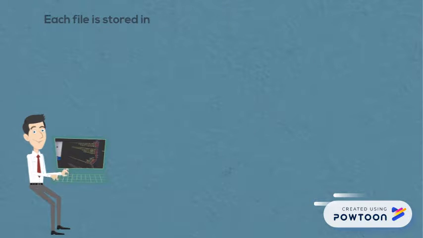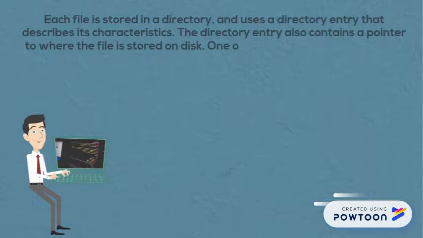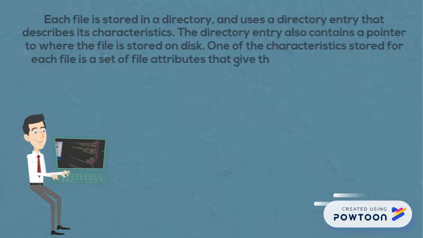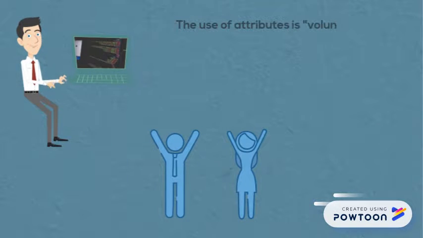Each file is stored in a directory and uses a directory entry that describes its characteristics. The directory entry also contains a pointer to where the file is stored on disk. One of the characteristics stored for each file is a set of file attributes that gives the operating system and application software more information about the file and how it's intended to be used. The use of attributes is voluntary.